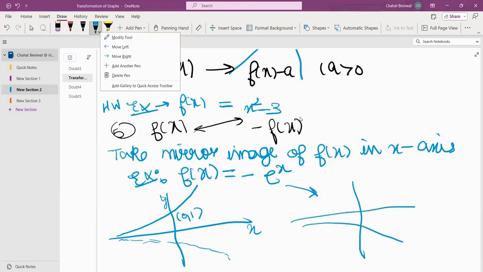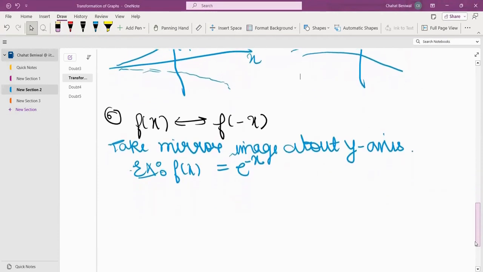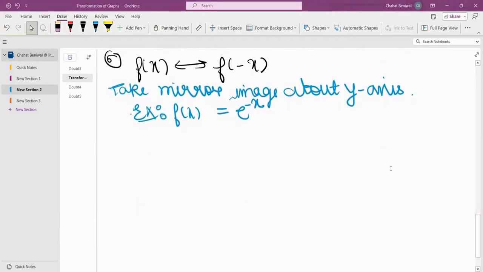Okay, so let us move on towards our next transformation, which is f(x) transforms to f(minus x). So our definition is already written, which says take mirror image about y-axis. The example which we have taken is f(x) is equal to e raised to the power minus x. So firstly, what is going to be our function without transformation, which is e raised to the power x. Here we can see x is changed to minus x.